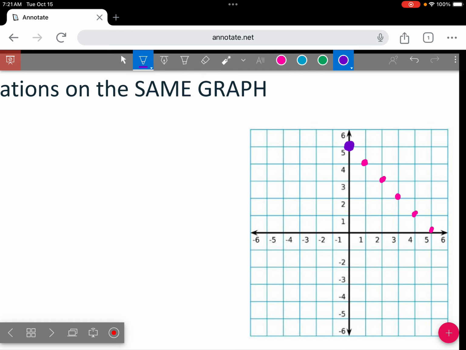We're going to use our ruler because that is really important. All right, hopefully that one was not too hard.